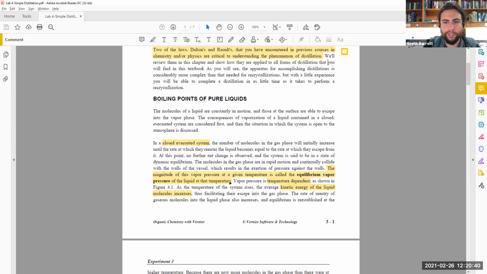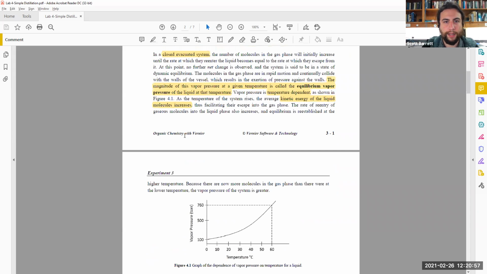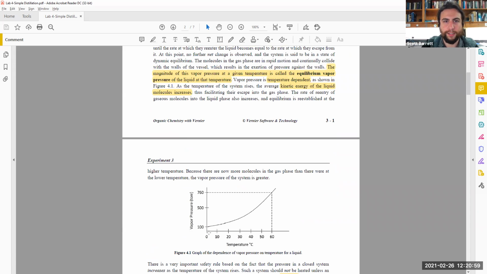And so what we're talking about here is this idea and concept of boiling point and the statement of equilibrium vapor pressure. And the reason that we're doing that is because we need to understand going forward that vapor pressure is temperature dependent, as shown in figure 4.1. And so we'll go ahead and review this here once we get through this next portion of statements. As the temperature of the system rises, the average kinetic energy of the liquid molecules increases, thus facilitating their escape into the gas phase.